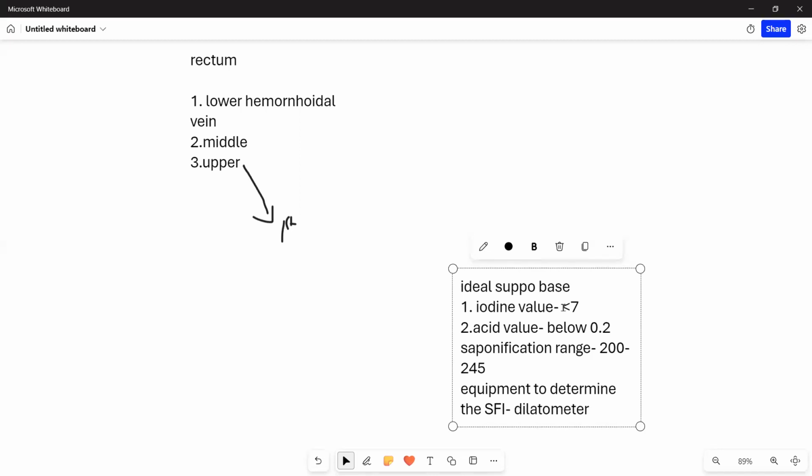And do you know, guys, the dilatometer gives the graph between x-axis and y-axis. So in x-axis, it is temperature, and y-axis, it is specific volume.